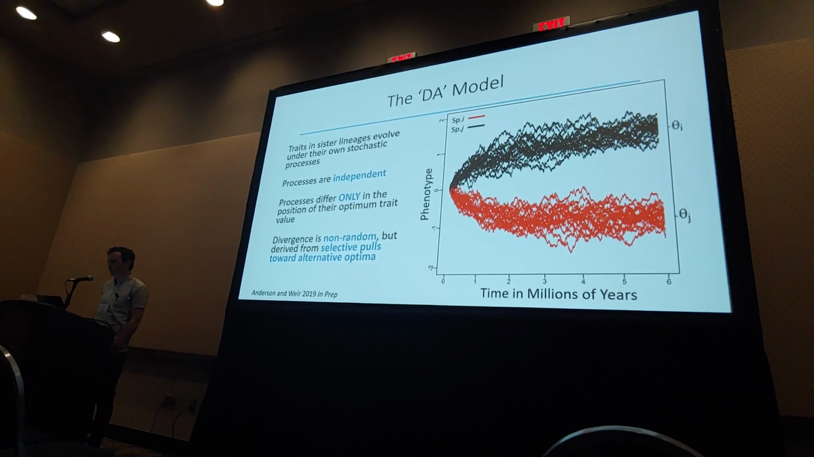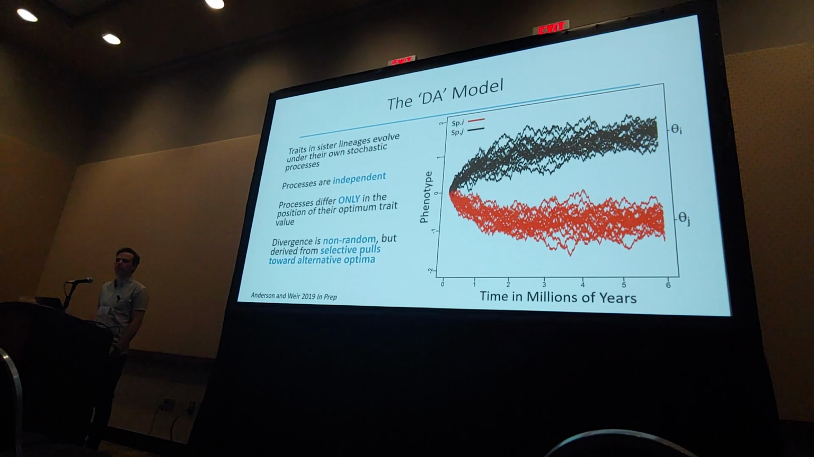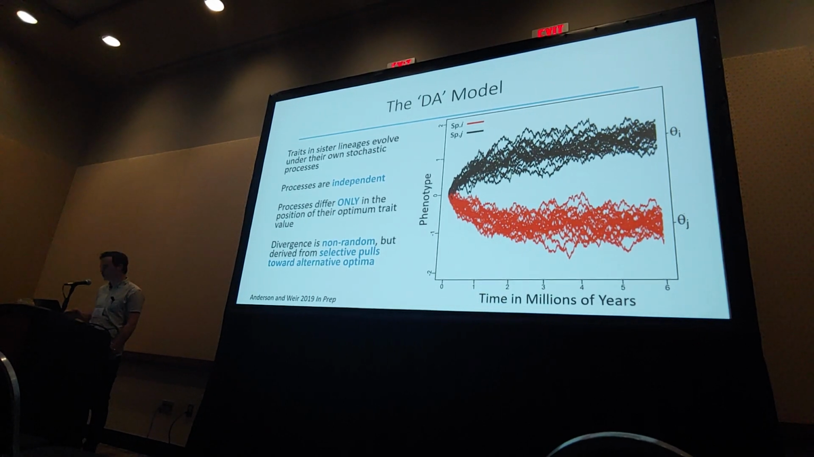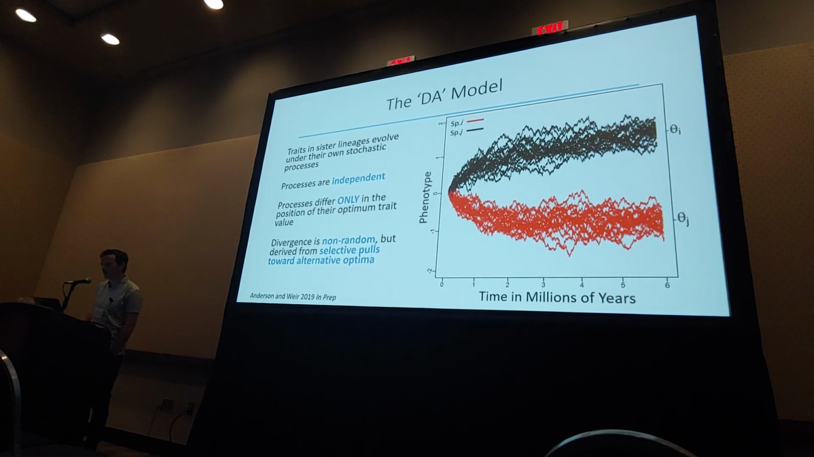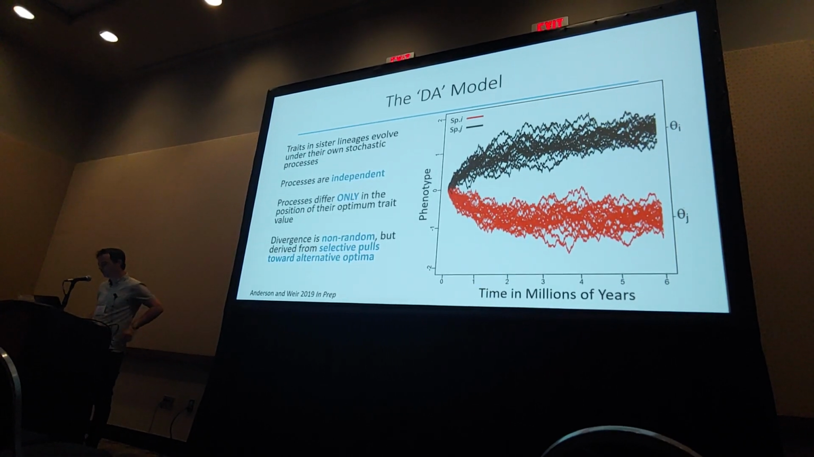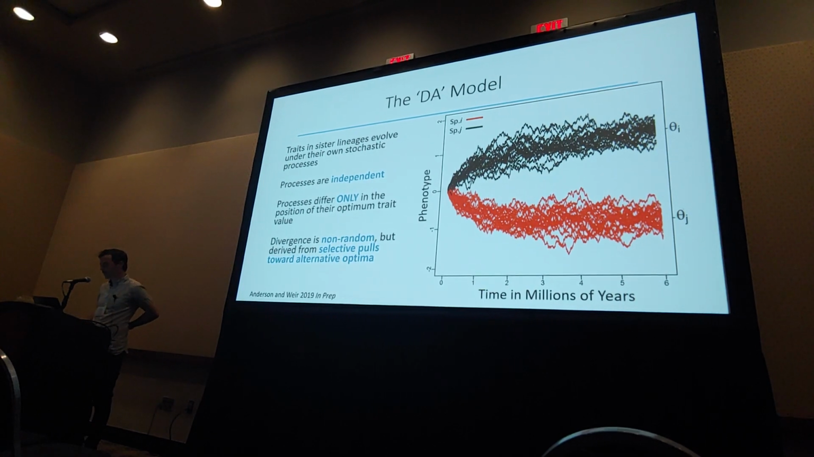And quite simply, we just don't constrain lineages to be evolving around the same optimum anymore. Lineages in a pair can evolve toward different optima. So they're allowed to evolve according to their own stochastic process. It's an OU process, so there's an optimum involved, but that optimum is different. They differ only in the position of that optimum. And so now divergence is non-random.